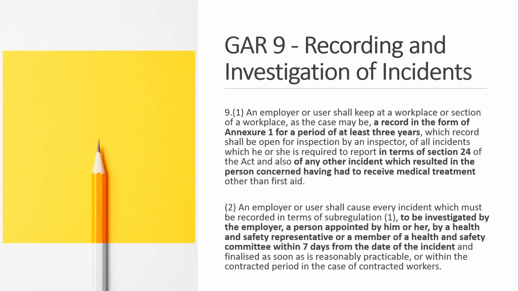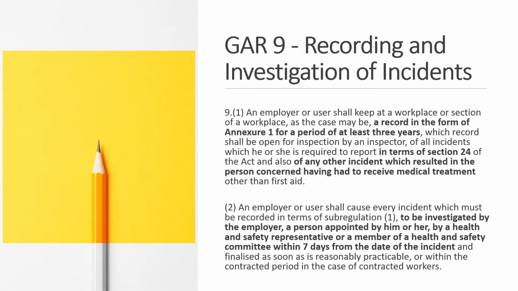The General Administrative Regulations give us the minimum legal requirements for recording and investigation of incidents. This is General Administrative Regulation Section 9. An employer or user shall keep at a workplace or section of a workplace, as the case may be, a record in the form of Annexure 1 for a period of at least 3 years, which record shall be open for inspection by an inspector of all incidents which he or she is required to report in terms of Section 24 of the Act, and also of any other incident which resulted in the person concerned having had to receive medical treatment other than first aid.